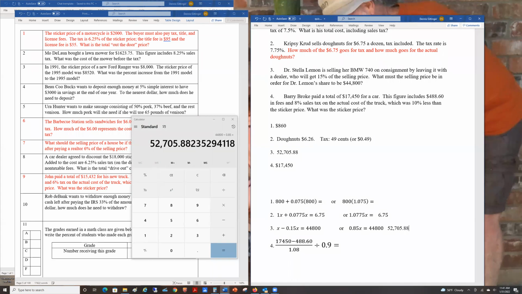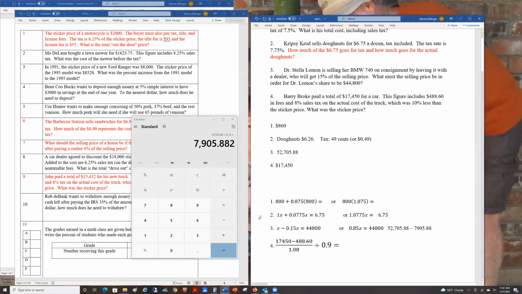$52,705.88. Now, to show you how that can be checked, you can do it one or two ways. Take 52,705.88 and multiply it by 0.15, and that gives you $7,905, and to the nearest penny, 88 cents.